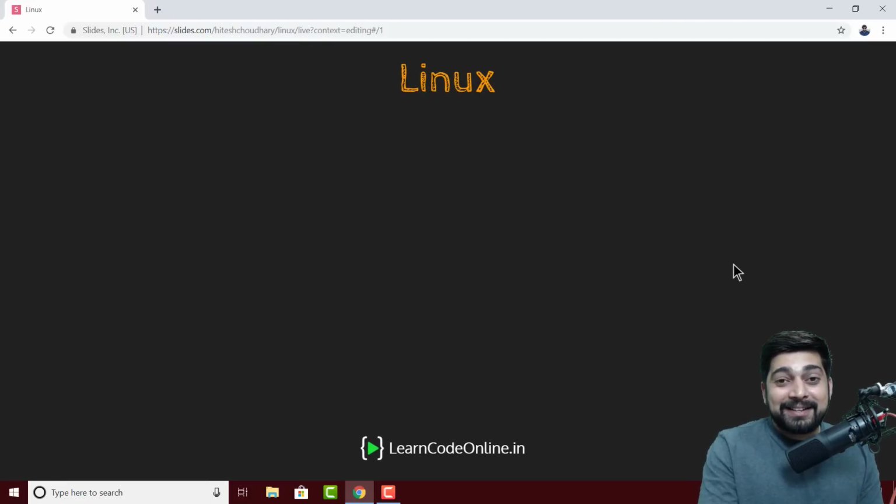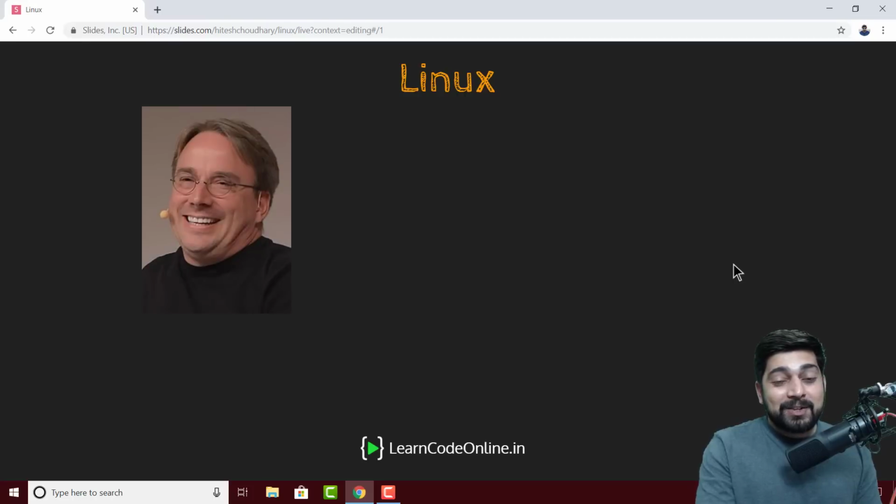But before we go ahead and discuss anything about Linux, it's essential that we understand some of the personalities here. The first personality is very famous. I am pretty sure most of you are aware of that. Linus Torvalds, and he is the man behind Linux.